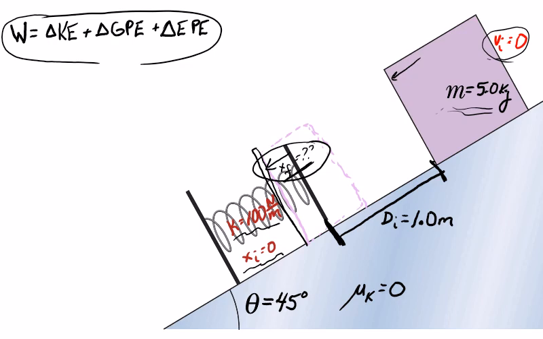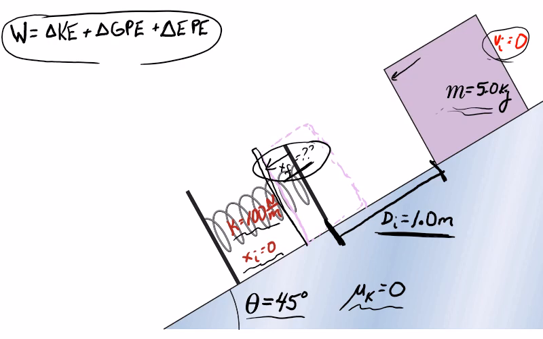Just to make this a little bit easier, we're going to assume that this is a frictionless incline. So we're going to have mu k be 0, and theta is going to equal 45 degrees. So this is a 45-degree incline. And last but not least, this block is going to start 1 meter away from the spring.